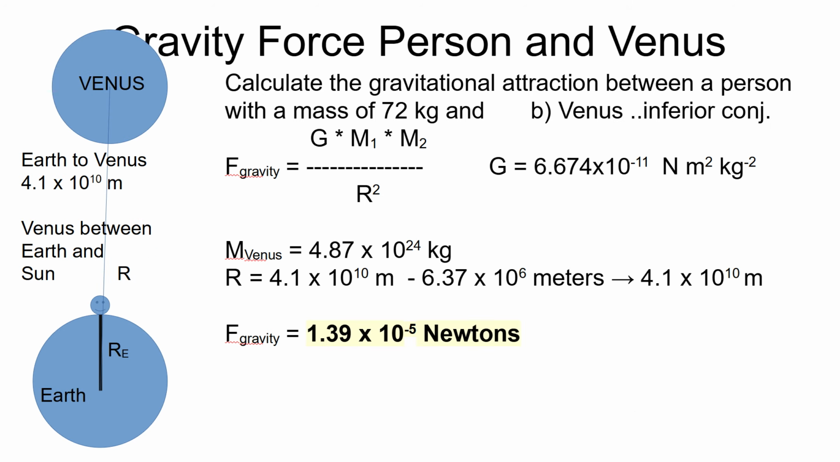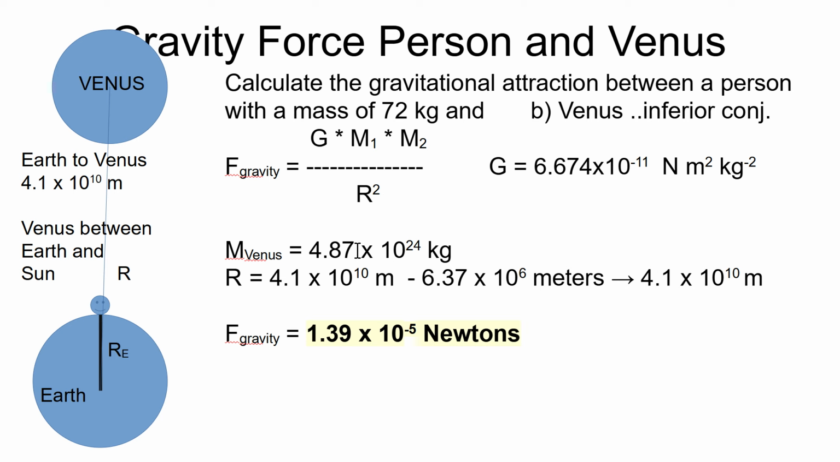All right, let's move to Venus. The Venus at the time of inferior conjunction, when Venus is in between the sun and the Earth, at that time, sort of an average value, again, we're dealing with elliptical orbits, so the number shifts around, but sort of an average distance at inferior conjunction is 4.1 times 10 to the 10th meters between the center of Venus and the center of the Earth.